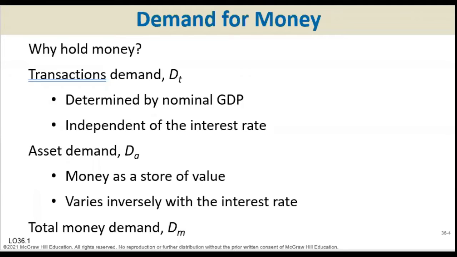So the amount of money demanded as an asset is inversely related to the interest rate, meaning as the interest rate goes up, the demand for money as an asset will go down, and vice versa. Investors have more incentive, if the interest rate is higher, to keep the money in the bank and earn those interest rates instead of holding it as a store of value.